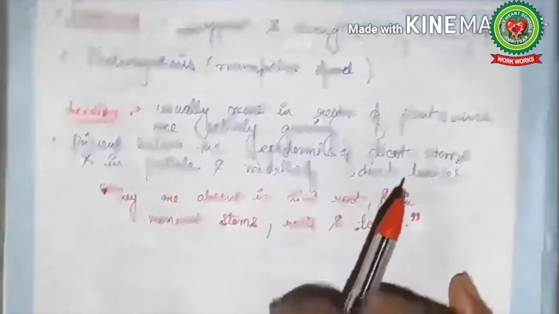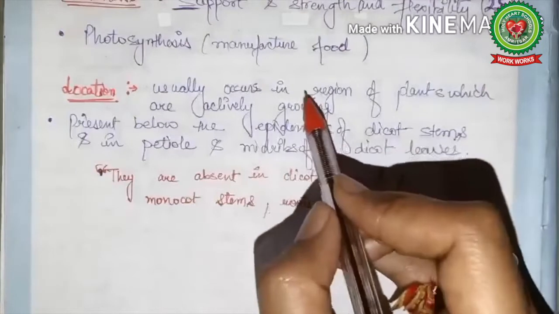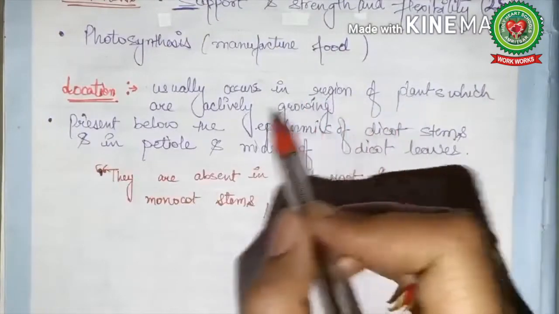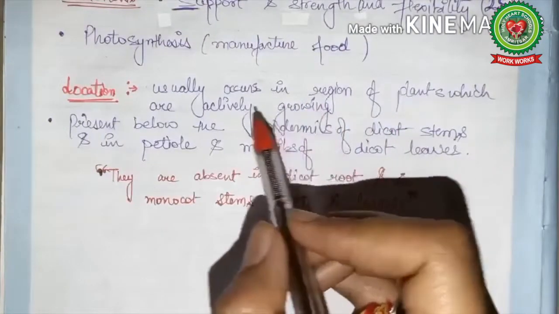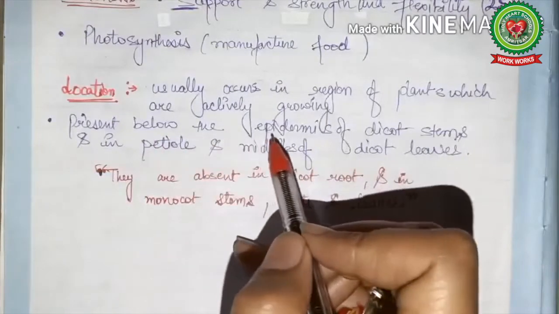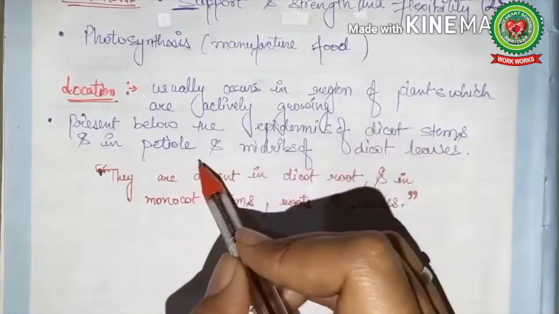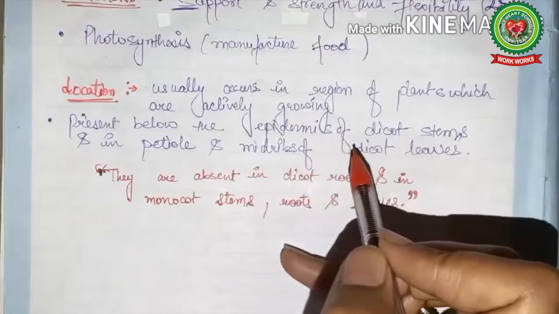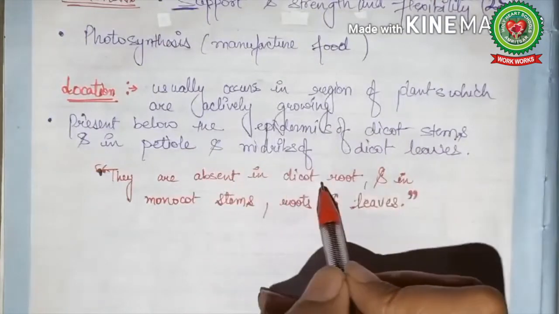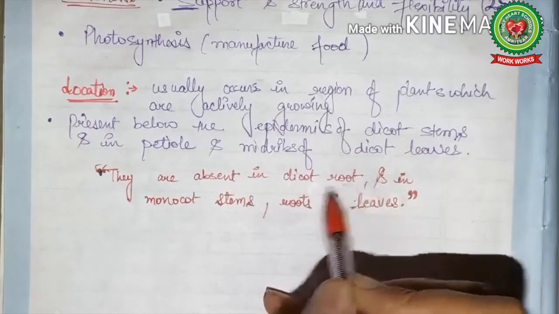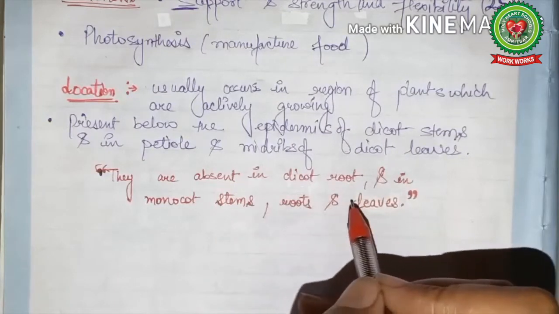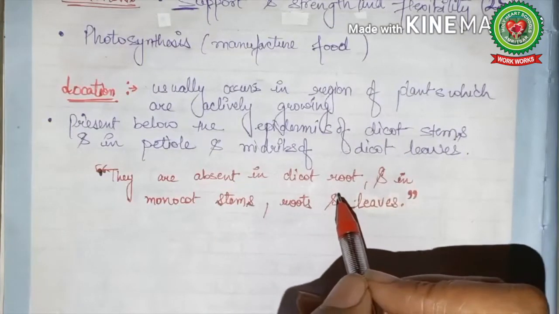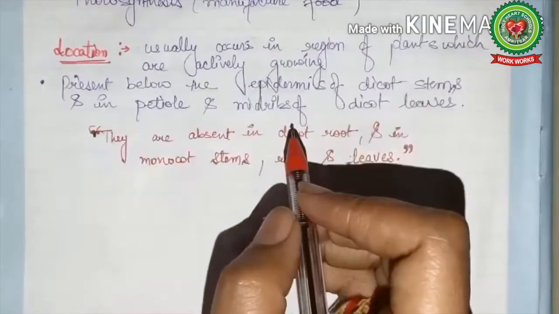If we talk about location, it usually occurs in regions of the plant which are actively growing, and it is present below the epidermis of dicot stem and in petioles and midribs of dicot leaves. They are absent in dicot roots and in monocot stems, roots and leaves. Means in monocots they are absent, they are present in dicots only.